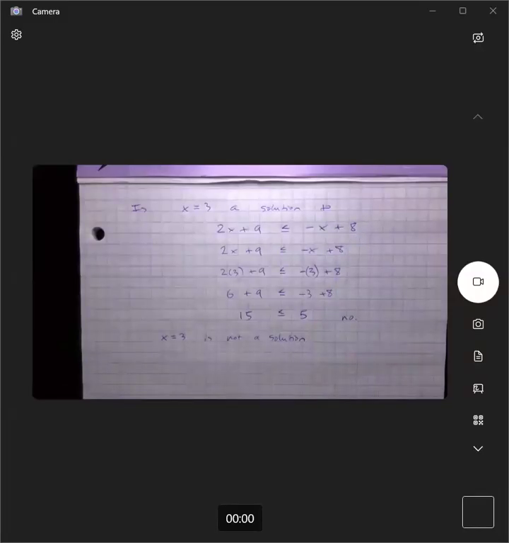That's it. That's section 1.4. Checking equalities and inequalities for solutions.